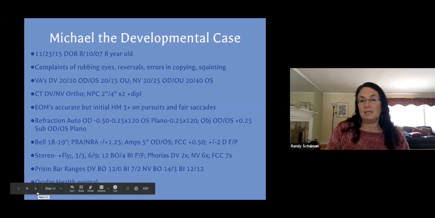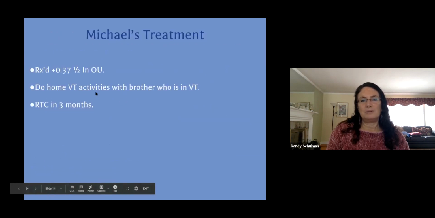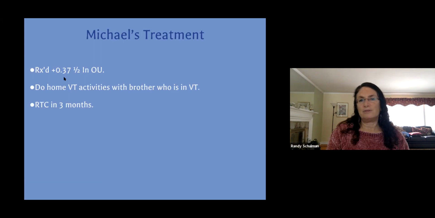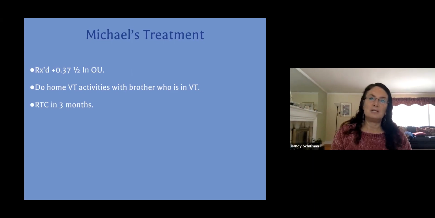And you could make the case to actually just recommend vision therapy. What we ended up doing was giving him some prism and low plus. And honestly, I could have given him just plus 50 as well, because giving a little bit of plus can actually help with that development. But I also recommended doing vision therapy activities. His brother was in vision therapy, so we said, just do that program. And then I would see him back in 3 months. If after 3 months things weren't a lot better, then we would consider putting him in vision therapy as well.